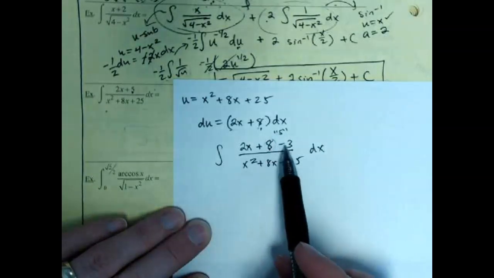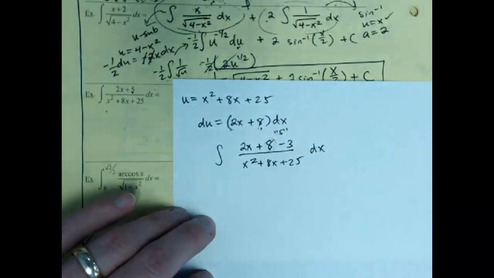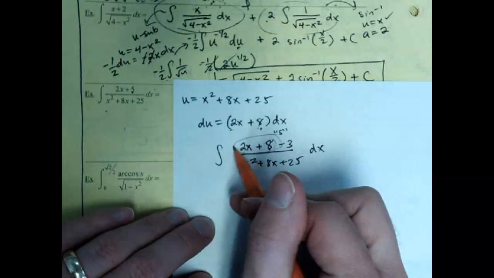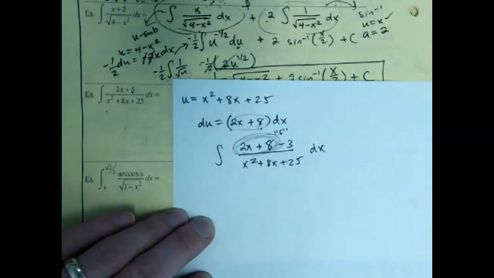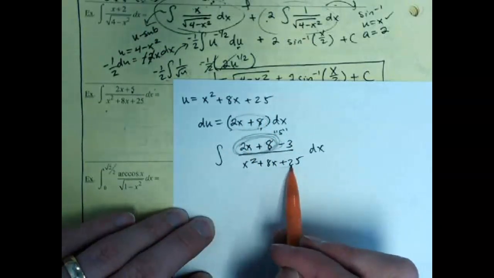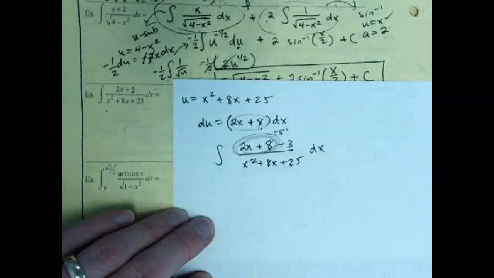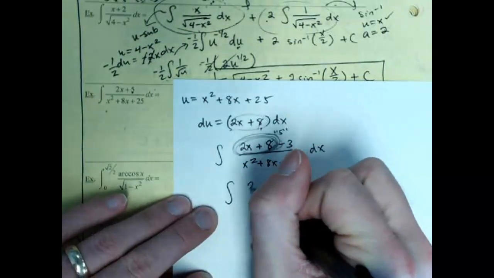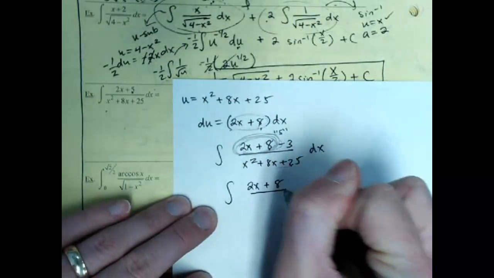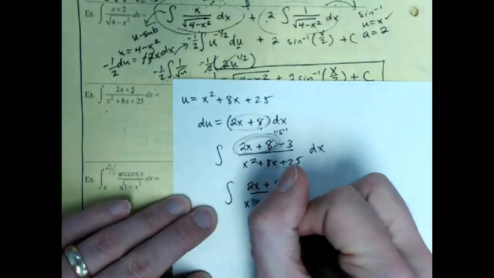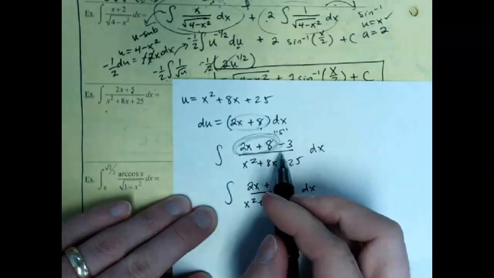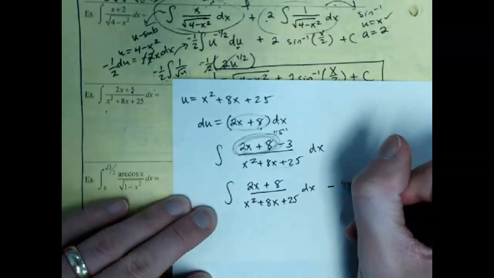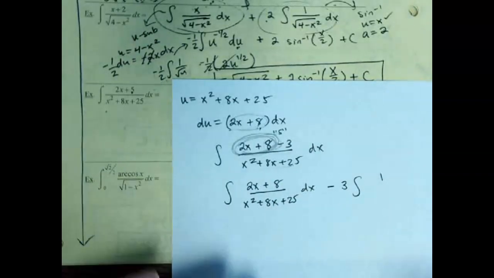Now what I'm going to do is keep these things together. Why am I keeping those things together? Because that's what's going to fit the u sub. So I'm going to keep these over the denominator. And then the negative 3, well, that's just going to have to be a second piece. Okay, so I'm going to split this up. I have the 2x plus 8 over this denominator, and then I have a minus 3. I'm just going to write that as a coefficient. So minus 3, and then we have this denominator.